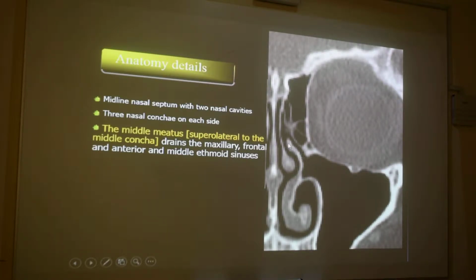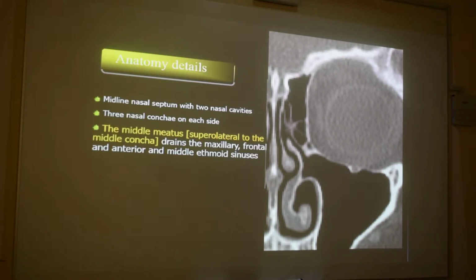So this structure is called the uncinate process. It lies just superior and lateral to this opening. Okay? This whole structure is the osteomeatal complex. If you just want to say osteomeatal complex, it means this opening of the maxillary sinus. But in fact, the maxillary sinus drains into, you remember there are three meatuses, superior, middle and inferior meatus. Do you remember your anatomy? Yeah. Superior, middle and inferior meatus. So the maxillary sinus, the frontal sinus and the anterior ethmoids drain into the middle meatus.